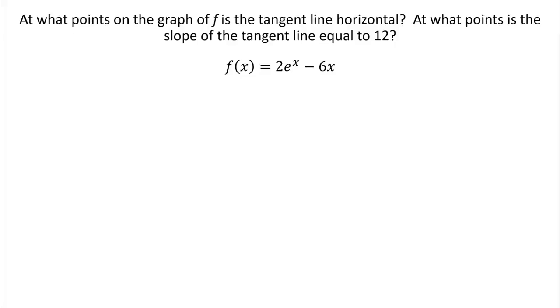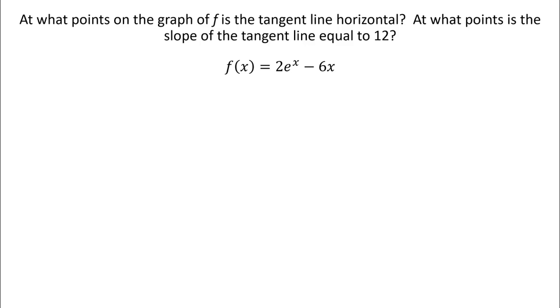In this video, we want to do a few examples of some different applications of the derivative. In this example, it says, at what points on the graph of f is the tangent line horizontal? So that's the first part of this problem. We want to find where the tangent line is horizontal. Well, if the tangent line is horizontal, that means that the tangent line has a slope of 0. Another way to say that is, where is the derivative function equal to 0?